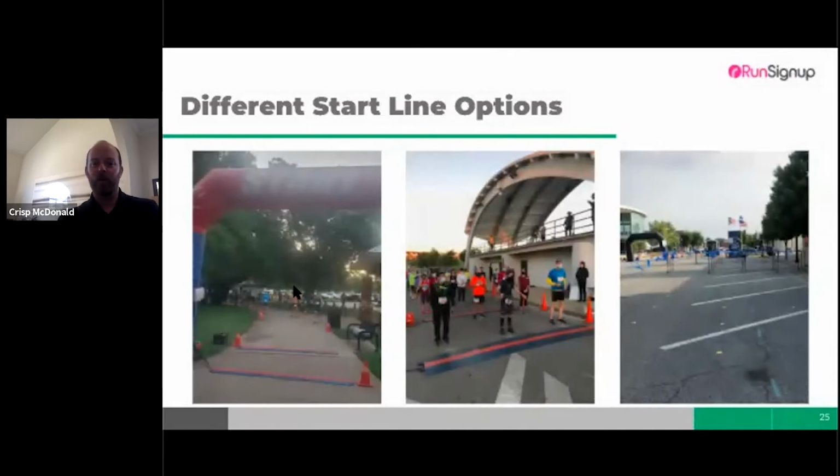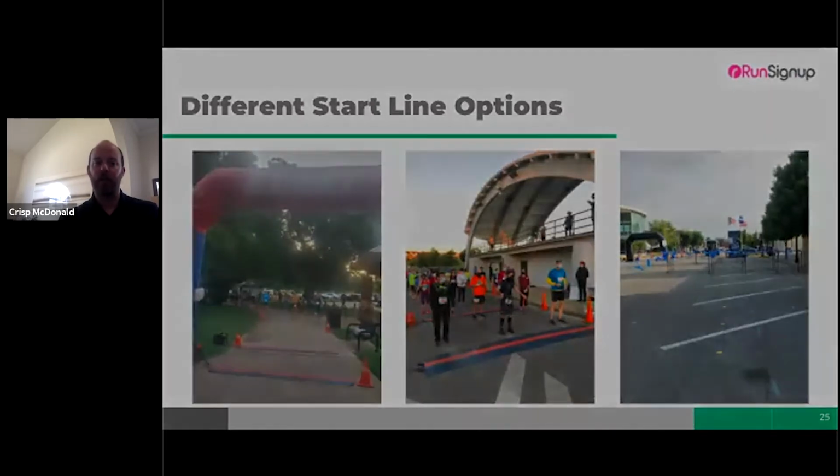So the one on the left actually has a time trial start with a couple people at a time. The one in the middle has, again, people broken out 6 feet apart. And you can see the one on the right, there's yellow dots along the ground. So it's spread out, and that's what's key, is spreading people out.